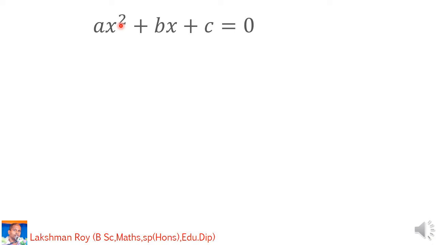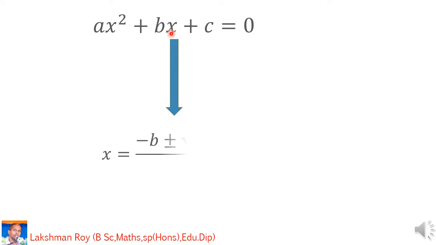You have to apply the completing square method to this quadratic equation, right? So those steps I'm not going to mention here. I just write the last result. If you complete the square of this quadratic equation, you get this type of solution for this x, right? See, this is the solution you get.